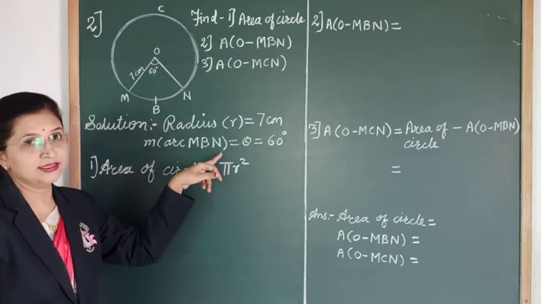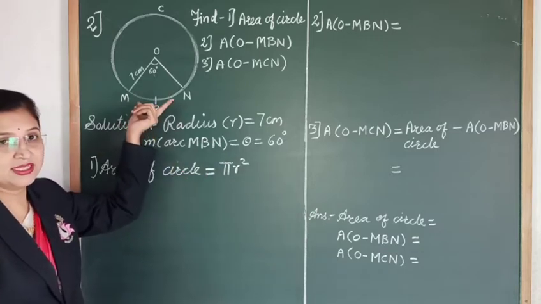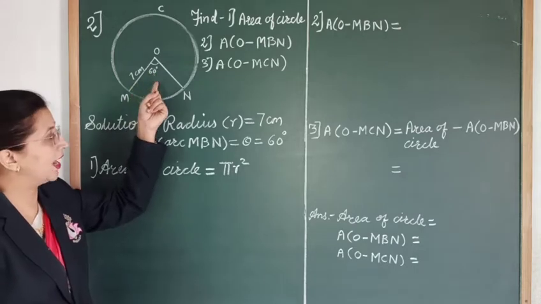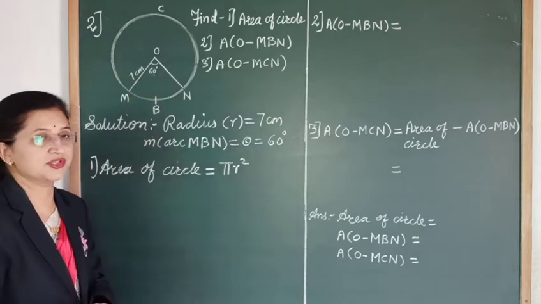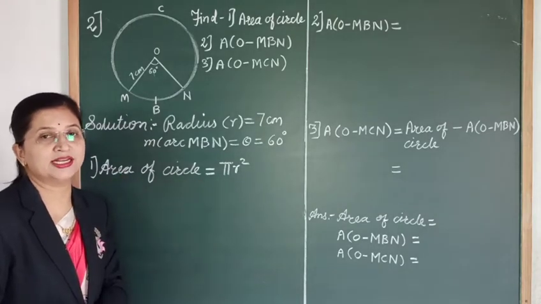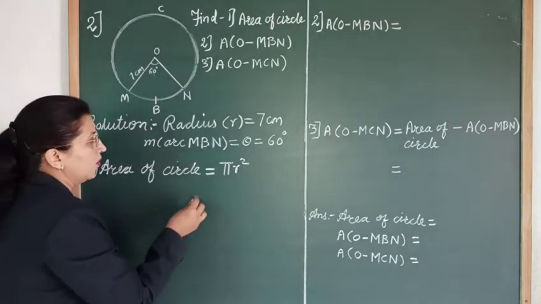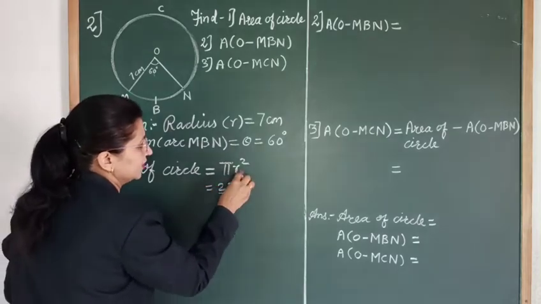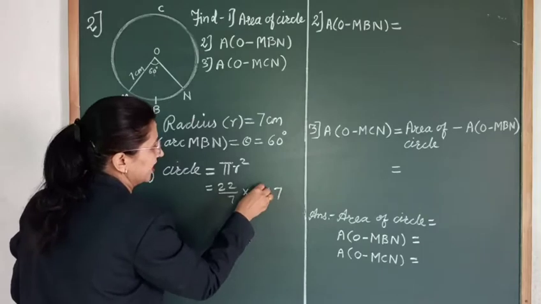We know that the measure of this arc is equal to the measure of its corresponding central angle. That is, theta is equal to 60 degrees. Now let's find the area of the circle. We use the formula pi r square. Let's put the value: pi is 22 upon 7, into r, 7 into 7.